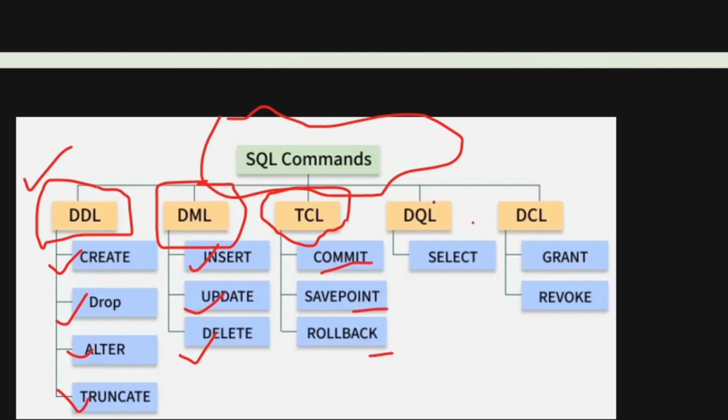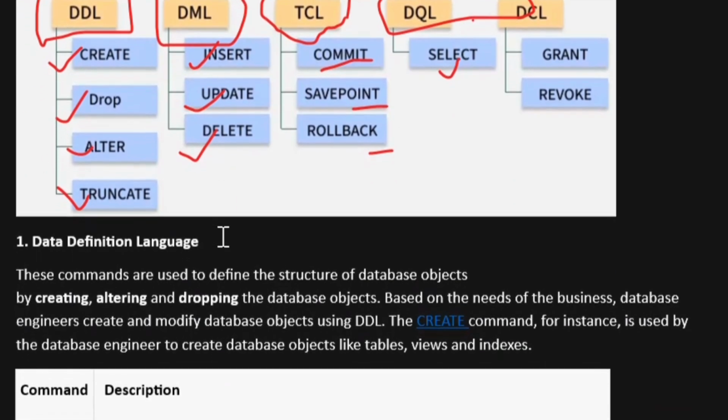After that DQL, Data Query Language. In DQL, which is also covered in today's lecture, we learn how to use the select query. And DCL means grant and revoke. The most important queries are three types. First is DDL: create, drop, alter, truncate. After that, DML queries are very important: insert, update, delete. And after that, DQL is also important for selecting and running on the table.